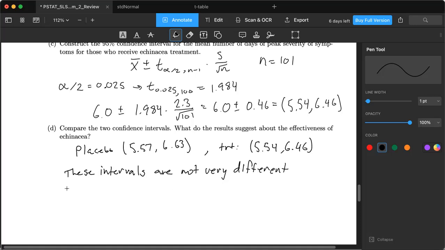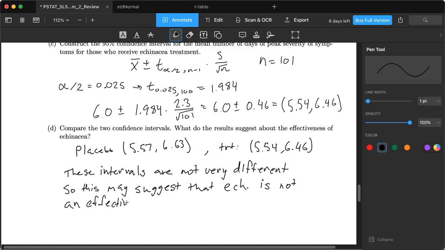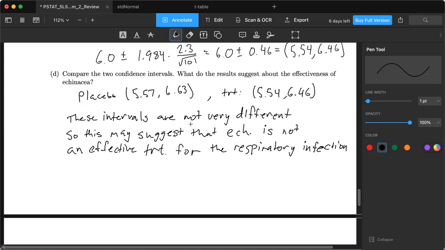They're not very different. So this may suggest that echinacea is not an effective treatment for the respiratory infection. Okay, so that was the last of that problem.